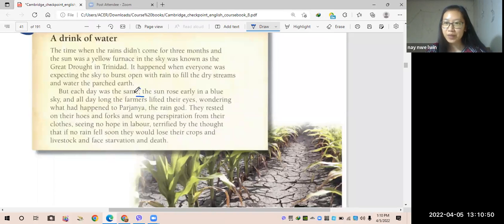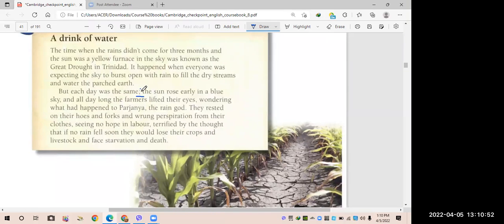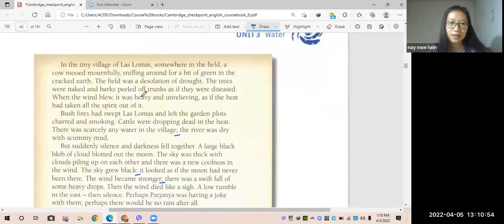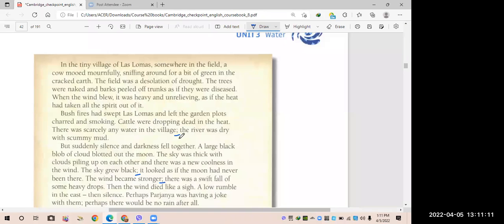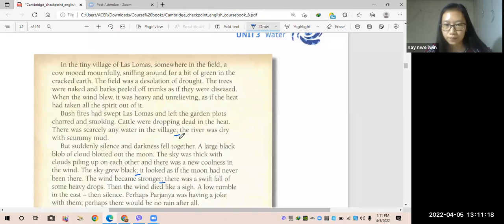Okay, so in this place, we can use a full stop instead of a semicolon, right? So how about the second one? "There was scarcely any water in the village; the river was dry and scummy mud." So here, which one do we have to use? Full stop or comma? Or a connecting word? How do you think? Comma.